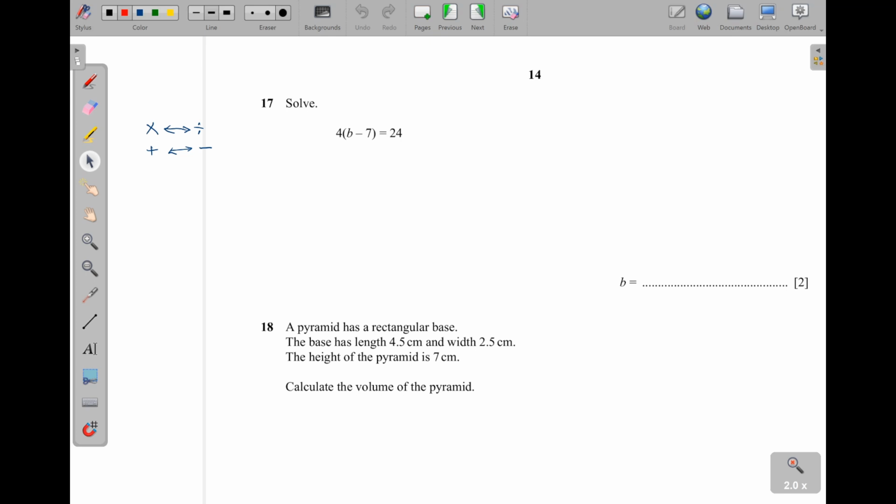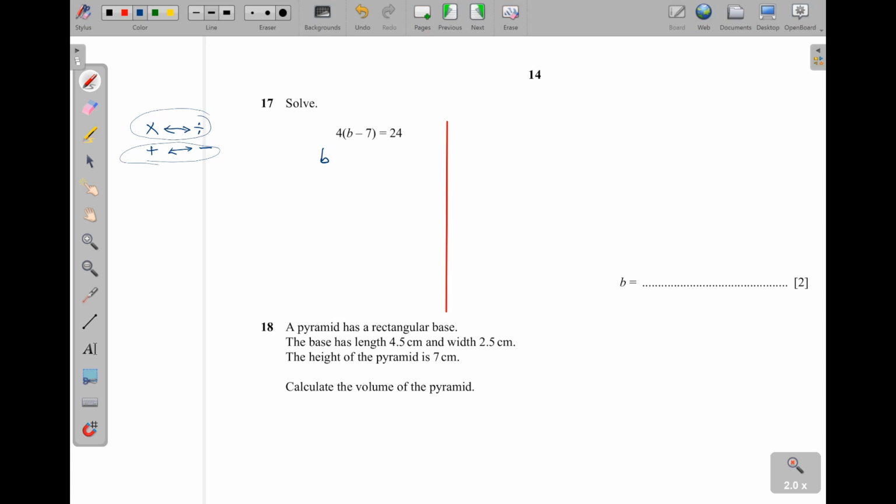4 into b minus 7 is equal to 24. We are told to solve this equation here. There are 2 ways you can do this. Okay. Number 1 is to first divide all through. Remember, when we are solving equations, we undo operations. So multiplication is undone by division and addition is undone by subtraction and vice versa.